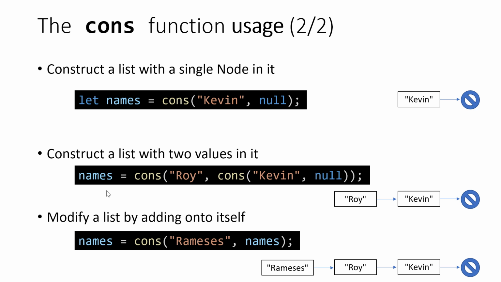Additionally, if we had a pre-existing variable set up to be the list Roy followed by Kevin, we can also use variables here, right? So if the variable names referred to the list where Roy is followed by Kevin is followed by null, then this last line of code would construct a list where Ramses is the first element in it, followed by Roy, followed by Kevin, followed by null.